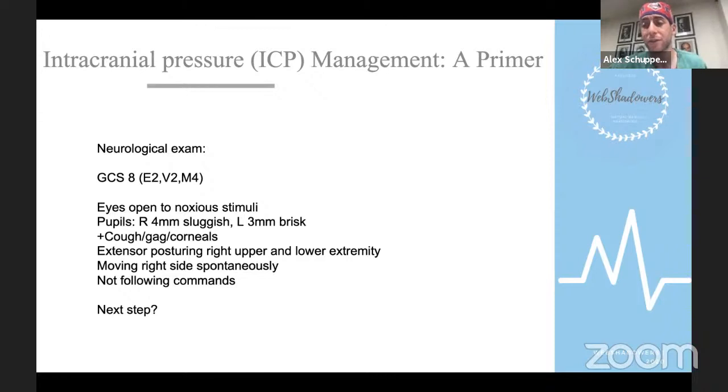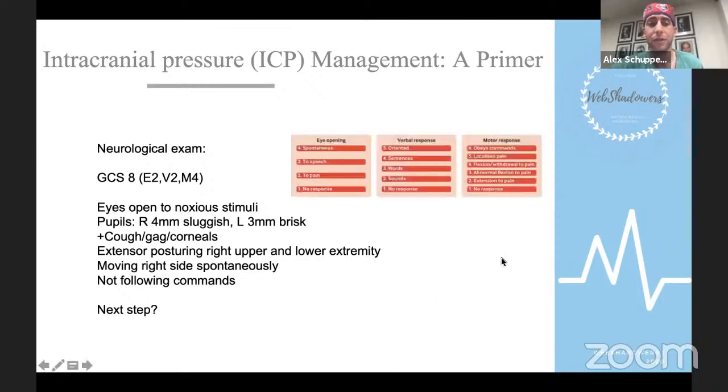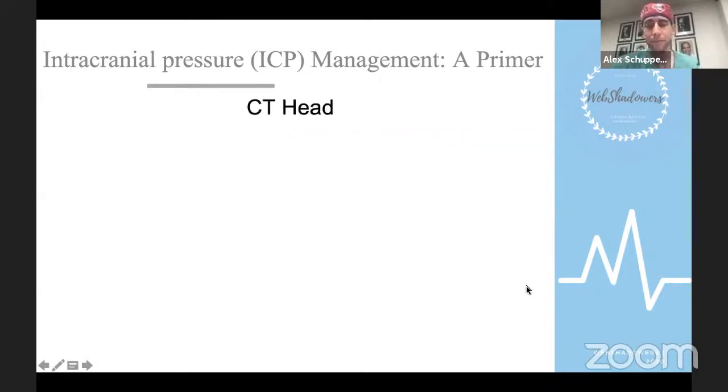3 is the lowest you can get on the GCS scale. That's a coma. The reason, if you look up here, guys, is GCS is broken into 3 categories: eyes, verbal, motor. The lowest you can get is 1 point for each, so the lowest score is a 3. And again, you guys are all 15 if you're still awake with me.